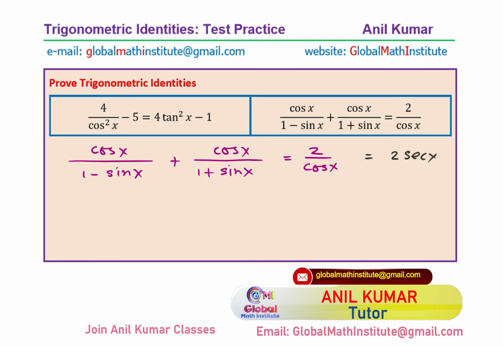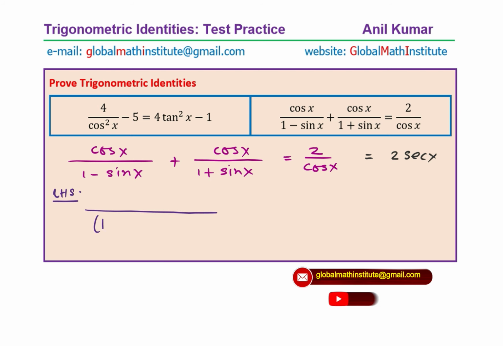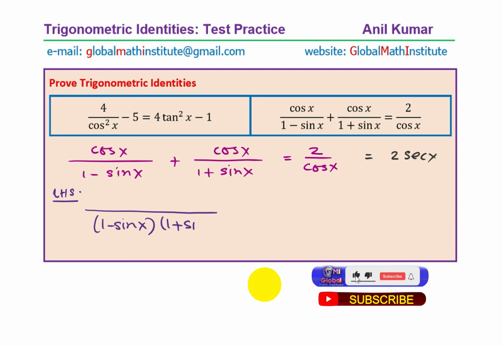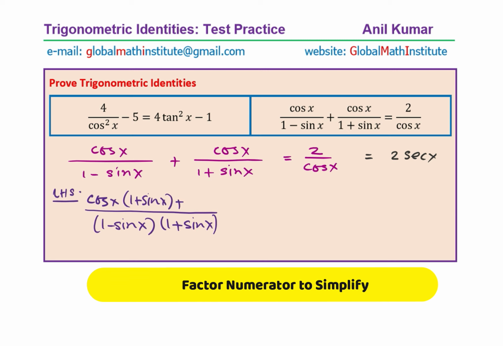In this particular case, let's begin from the left hand side. Normally, start from the side which is more complicated. Take the common denominator, which is 1 minus sin x times 1 plus sin x, and then you cross multiply, right? So cos x times 1 plus sin x plus cos x times 1 minus sin x. Makes sense, right?